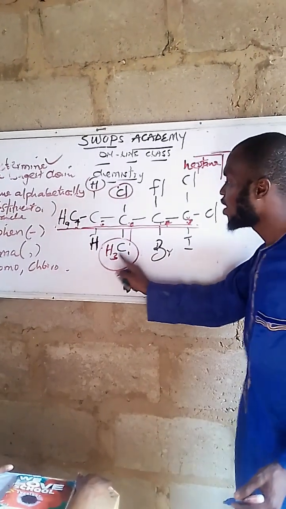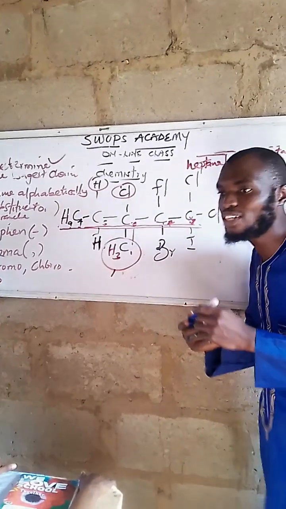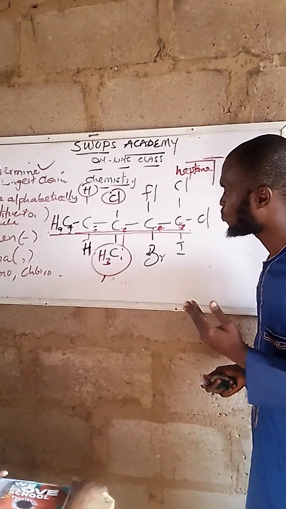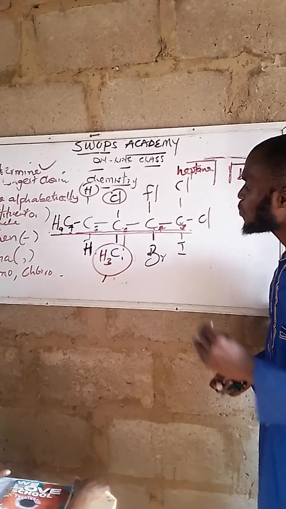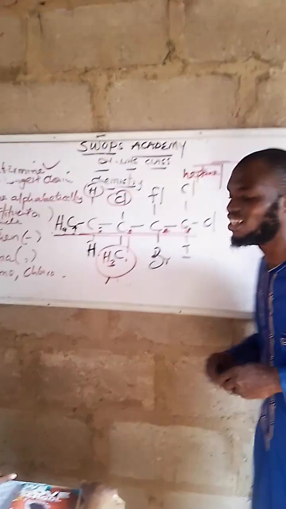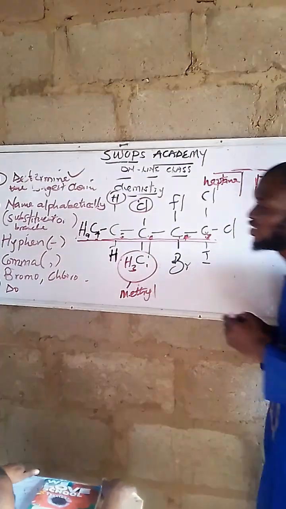What alkyl is this? How many C? 1. 1 is what? Met. And it's having how many hydrogen? 3 hydrogen. Are we together? Yes, sir. It's having 3 hydrogen, which is what now? Methyl. So this one will be methyl. Let's count the substituent.